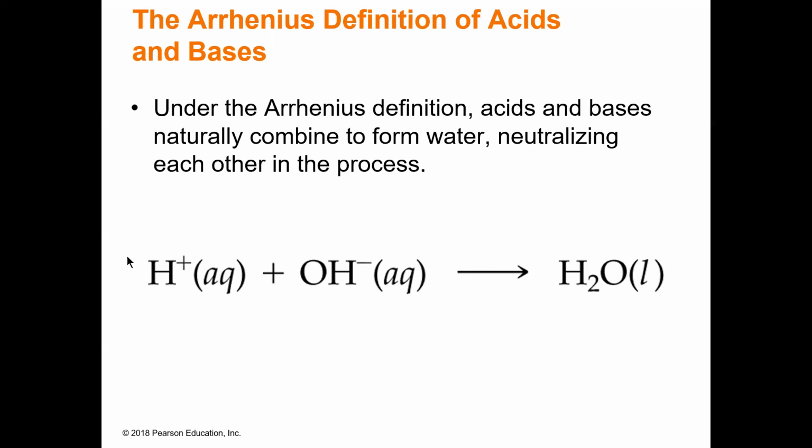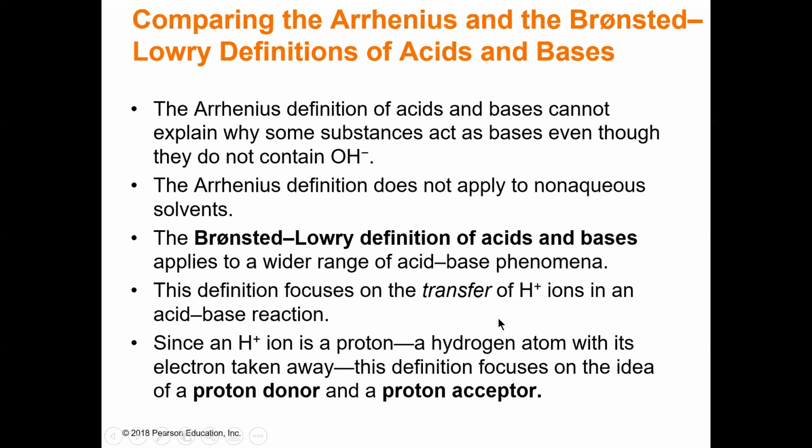Think of a really, really acidic stomach. You add an antacid and you get a pH that's a little bit more neutralized. So the Arrhenius definitions of acids and bases cannot explain why some substances will act as a base, even if they don't have OH in them. So one example of this is NH3.